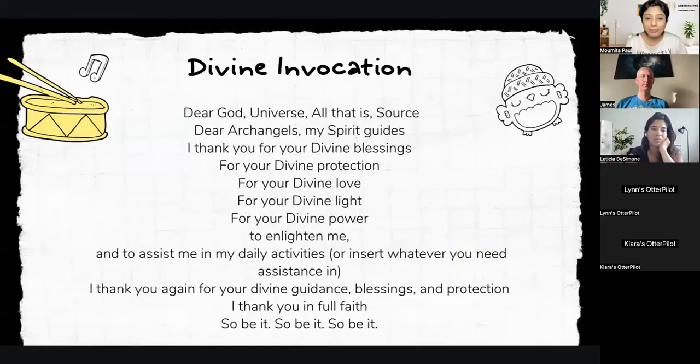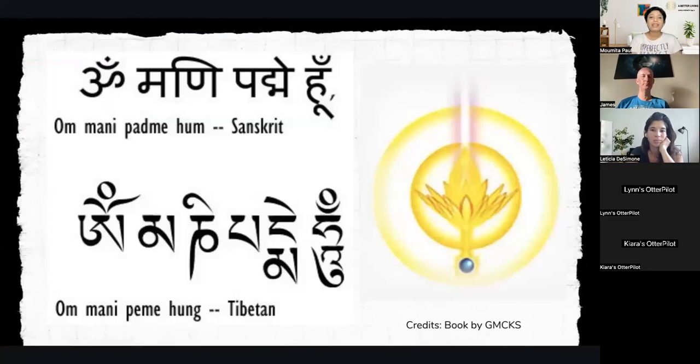So today we are going to do. Okay, this is the divine invocation. We're going to come back to that later. So today we are going to do the Om Mani Padme Hum meditation. I'll give you a little bit of background so that it motivates you to do this. It's one of my favorite meditations. So the word Om Mani Padme Hum is Sanskrit, and there is a Tibetan version of that also.